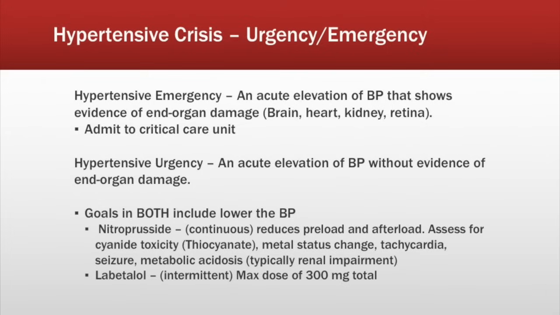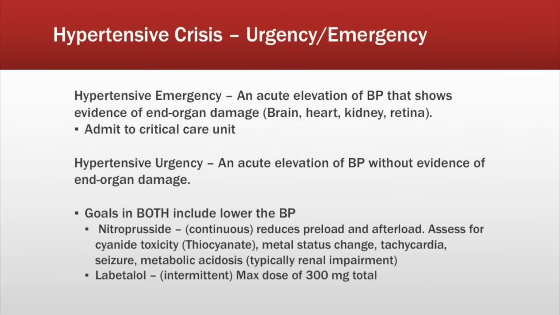The continuous drip of choice on the CCRN exam is the nitroprusside. This reduces the preload and afterload, but for people that are on this drip for a few hours to a few days, you need to assess for cyanide toxicity. One of the first signs of cyanide toxicity is mental status change, tachycardia, seizures, and metabolic acidosis. And this is due to renal impairment.